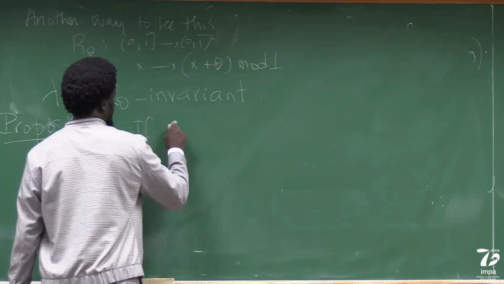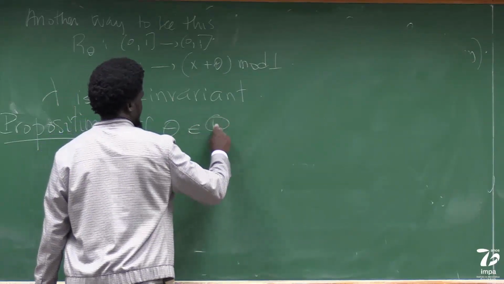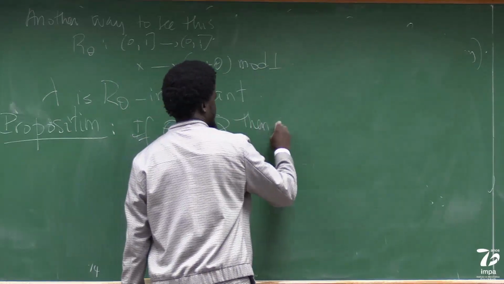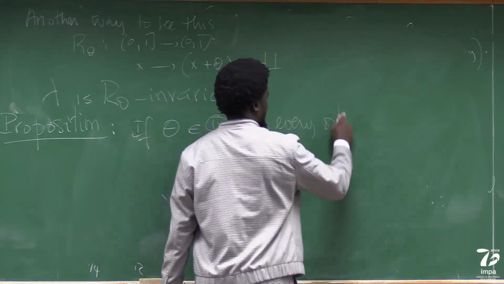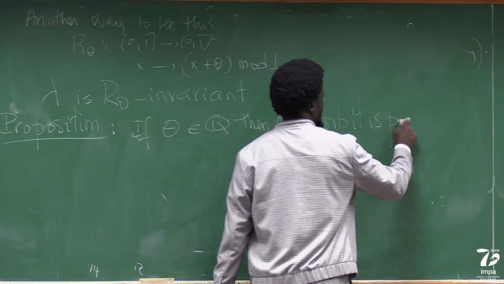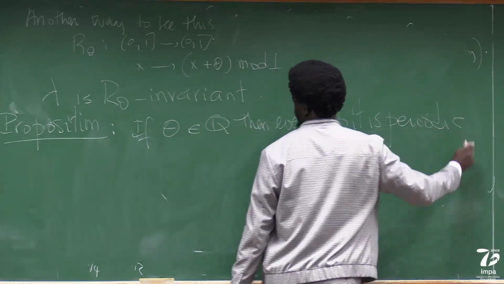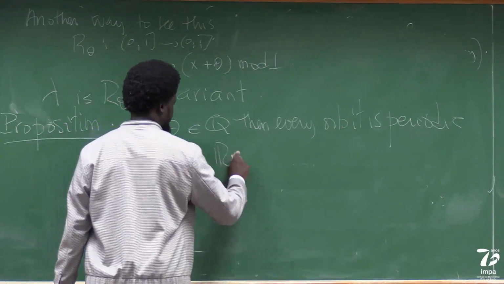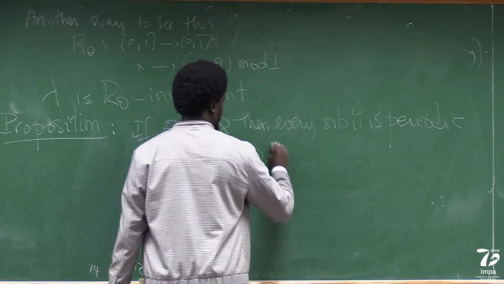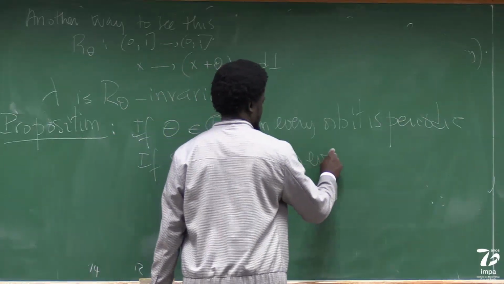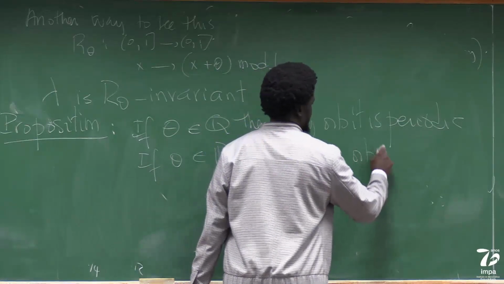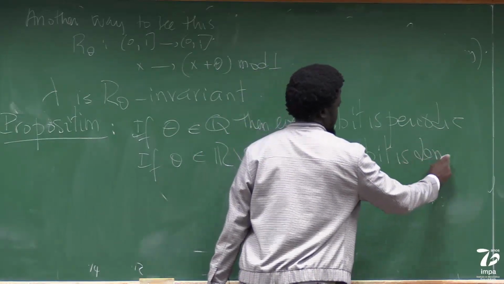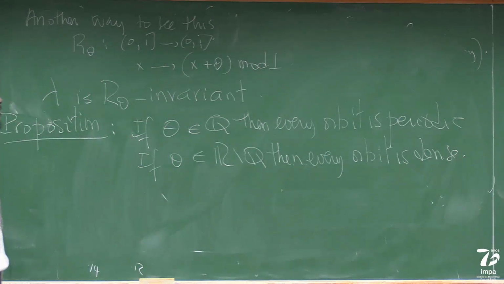If theta is rational, then every orbit is periodic. And if theta is irrational, then every orbit is dense. Okay, let's do this proof before we close.